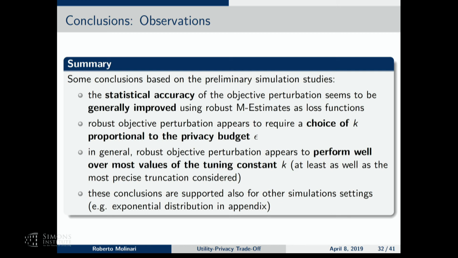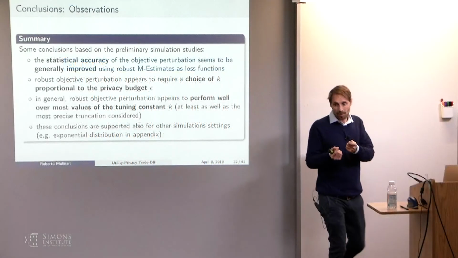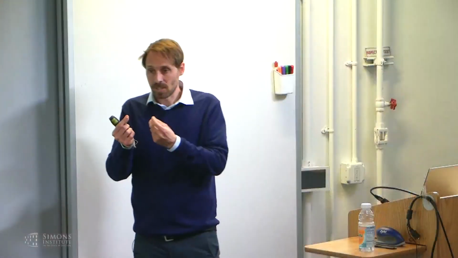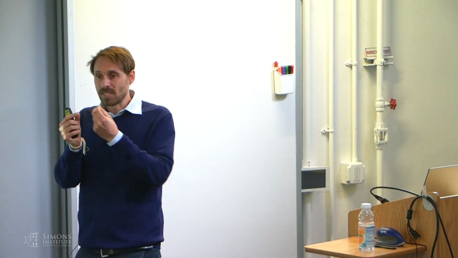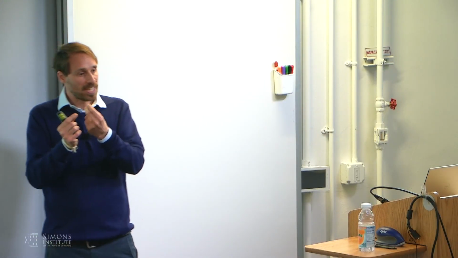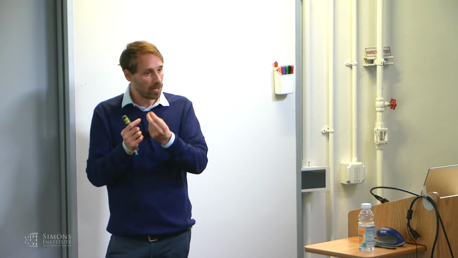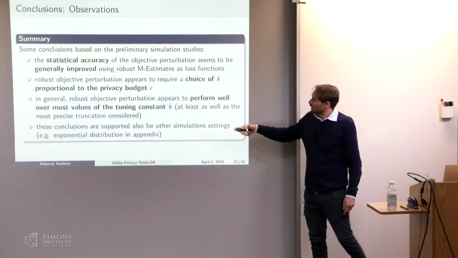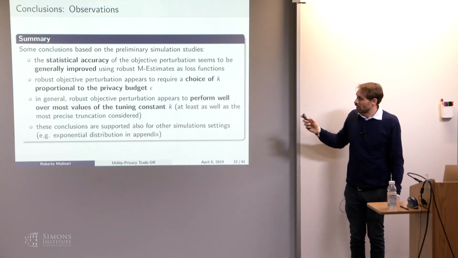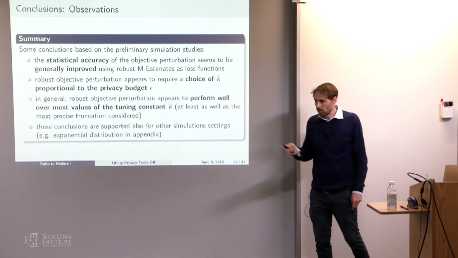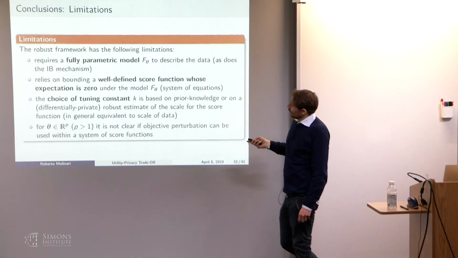There is a role that can be played and studied between the tuning parameter k and the privacy budget epsilon, so that we can understand the trade-off between utility and privacy based on this relationship. These simulations were also made on the exponential distribution, with similar conclusions.